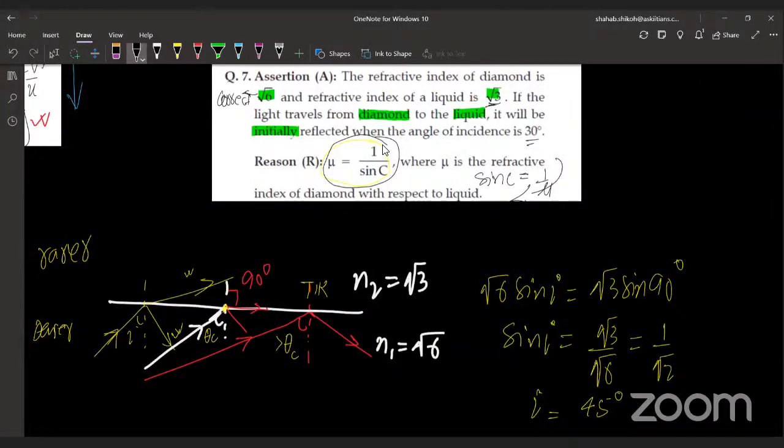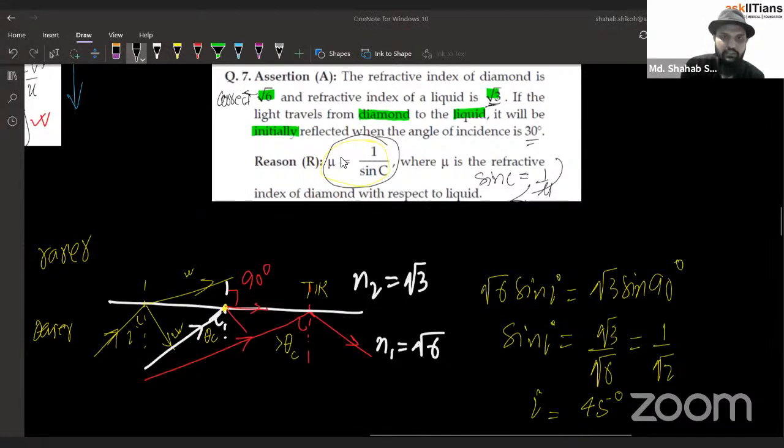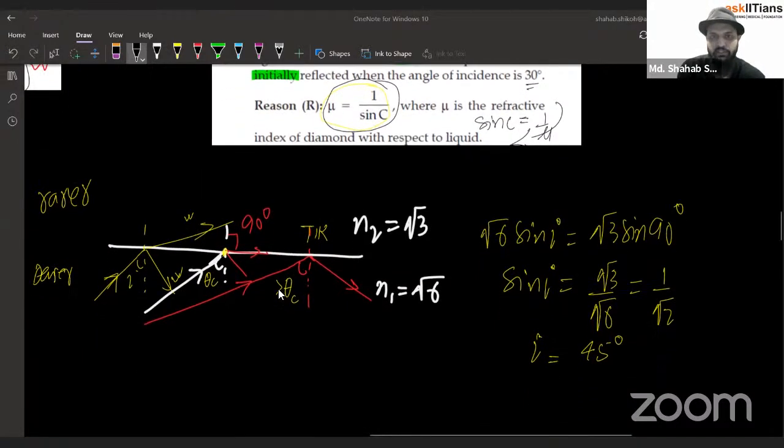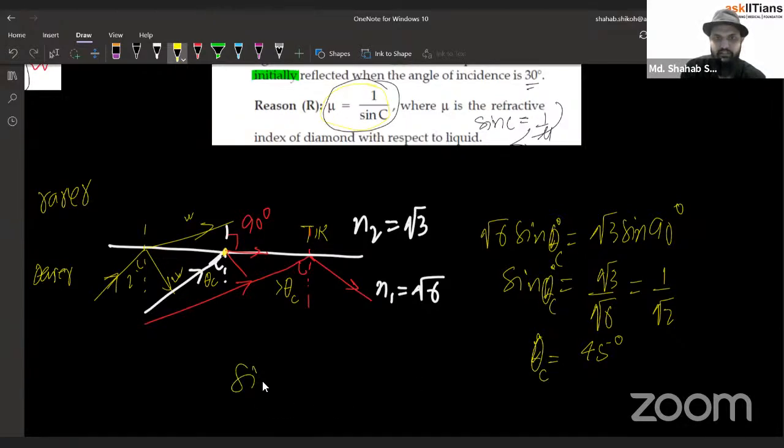Sir, can you explain why the reason is correct? The reason is correct, but not the correct explanation. We know refractive index is like this. Mu is what? Refractive index of diamond with respect to liquid. So just from here, check it now. From my method, how do you write the critical angle? Sine theta C, where theta C is the critical angle. So sine theta C is equal to how much?